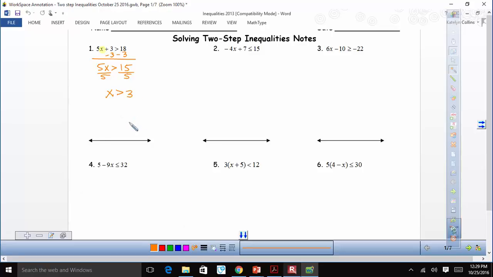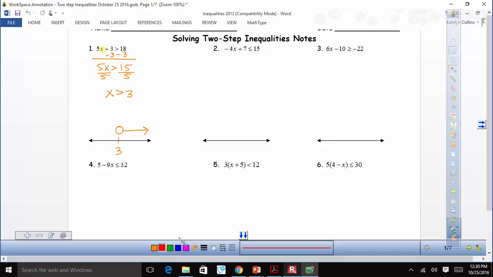So when we're graphing, what do we need to do to graph? Would it be open or closed circle? It would be an open circle. It would be going to the right. Very good. So because this is just a greater than sign, we don't close our circle. And then this arrow right here, or the inequality sign, is facing to the right.